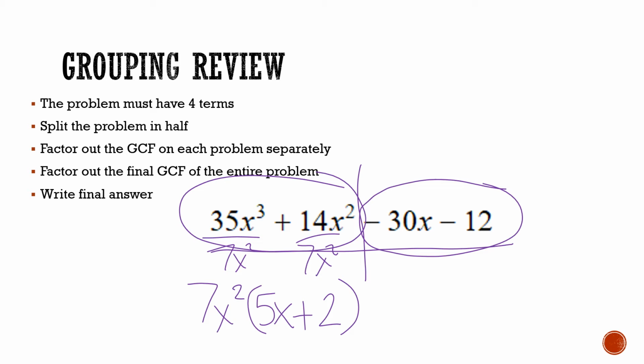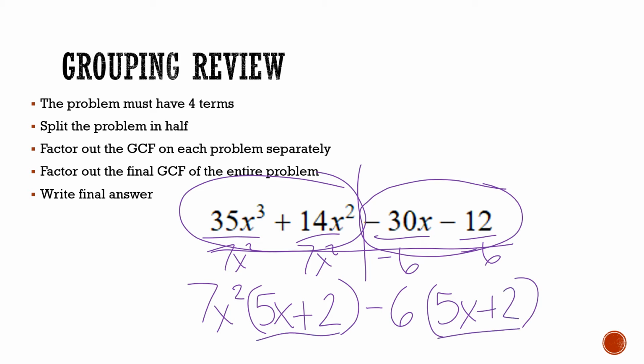Now my second half of the problem, remember, I should get that 5x plus 2 in parentheses. Okay, so when I look at negative 30x minus 12, the number that they have in common there is 6. I'm going to take out a negative 6, so I'm going to divide by negative 6 on both of these. Negative 30 divided by negative 6 is positive 5, and the x is still there, because I didn't mess with that. And then negative 12 divided by negative 6 is positive 2. So now I see that those parentheses do match, so I know that I'm doing this problem correct.